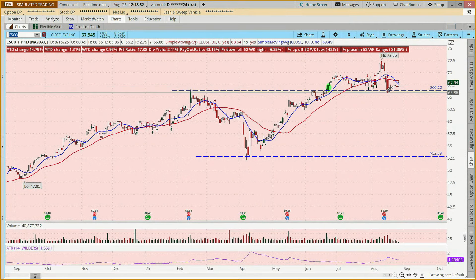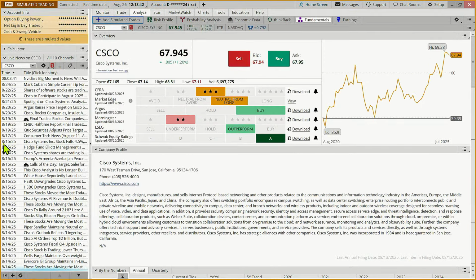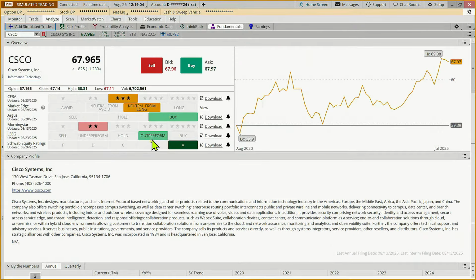So maybe I look at this and I say, I wouldn't mind owning Cisco. It's in the tech sector, and you may want to look at whether analysts are raising price targets or dropping them, and what's going on in the news. So Citi Securities increased their target to 75. Argus raised their price target to 80. So it looks like the analysts are somewhat bullish, or at least the two that we just saw there.